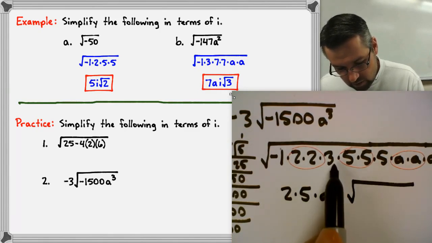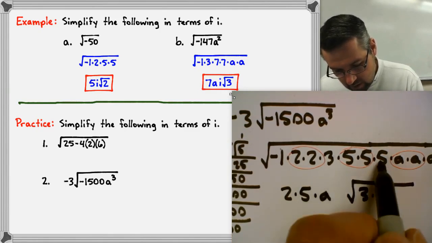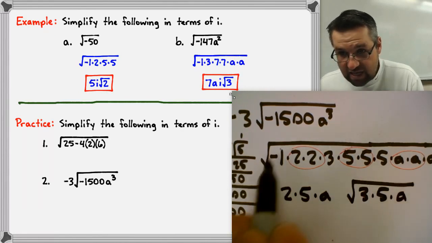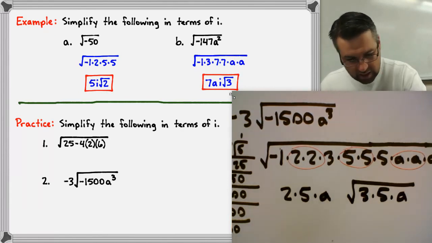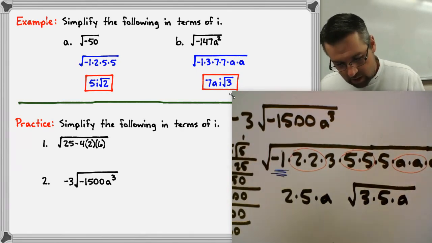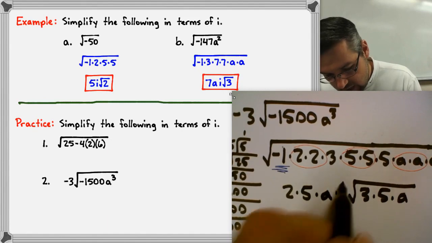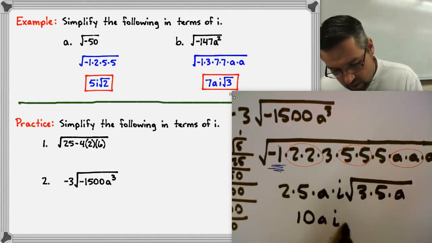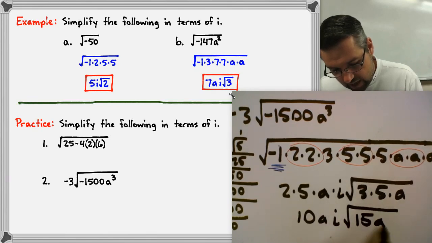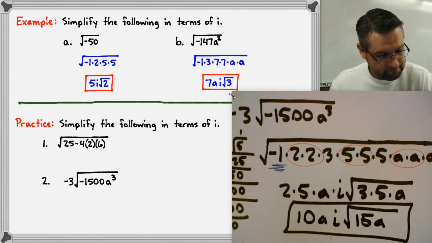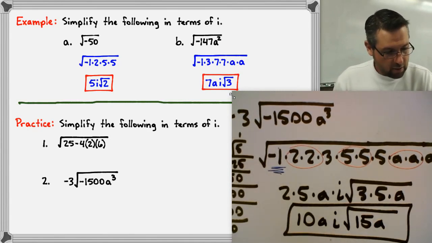What stays in? Well, the 3 stays in, the 5 that's alone stays in, and the A that's alone stays in. And then this -1 here, let me go ahead and underline that. That -1 is going to go out and become imaginary. So it's going to be times i here. So simplifying that just a little bit, you end up with 10ai radical 15a. And that is the simplified form for number 2. All right, let's go ahead and take a look at the next slide here.